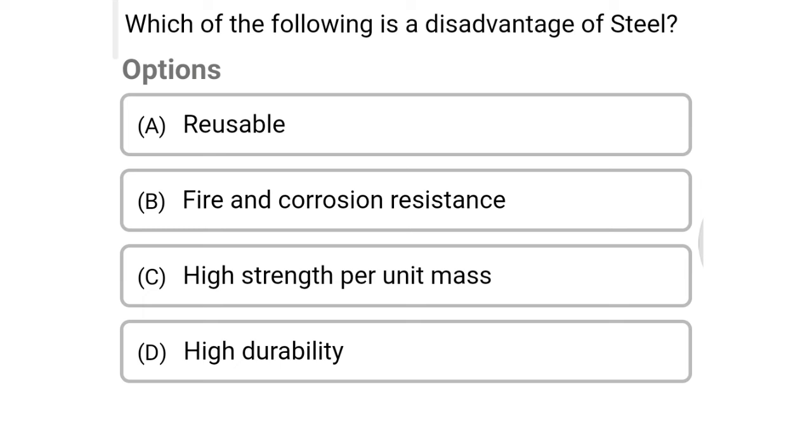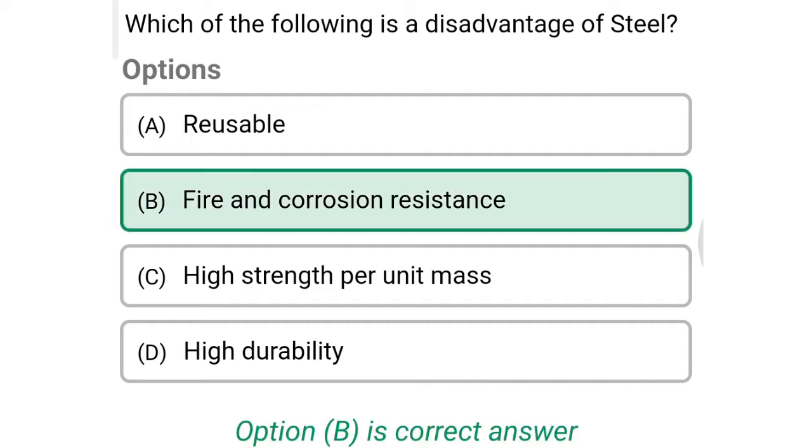So next question, which of the following is the disadvantage of steel? Option A reusable, option B fire and corrosion resistance, option C high strength and unit masses, option D high durability. So the correct answer is option B fire and corrosion resistance.